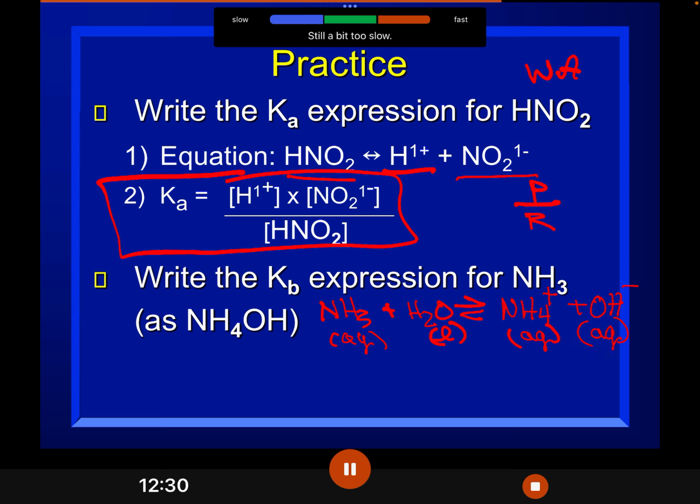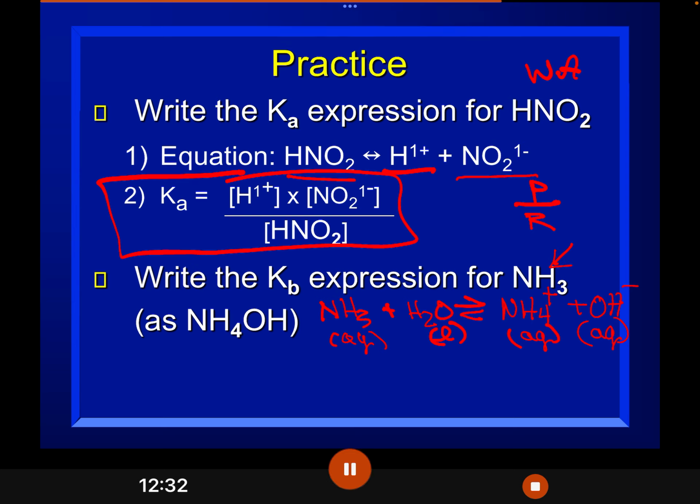It's a little bit tougher to draw or to write the information for ammonia because it is not an Arrhenius acid. This is a Bronsted-Lowry acid, or Bronsted-Lowry base, excuse me.